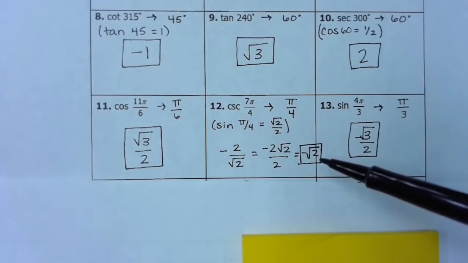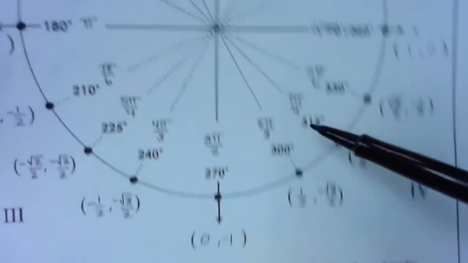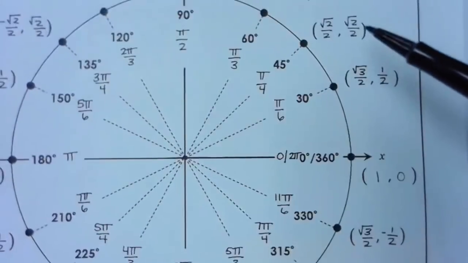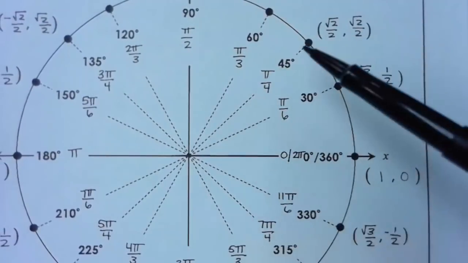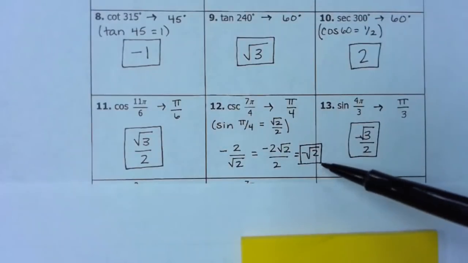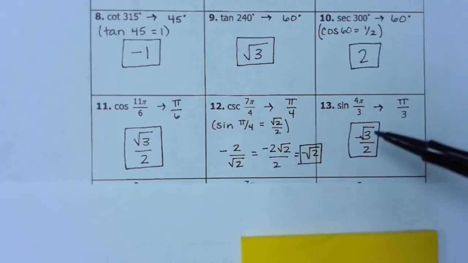Okay. Oh, and I forgot to mention 7 pi over 4, that was in the fourth quadrant where sine is negative, so that's why my answer is negative. Here, right, the reference angle would say positive, but I'm in the fourth quadrant, so it'll be negative. So that's why it's negative square root of 2.